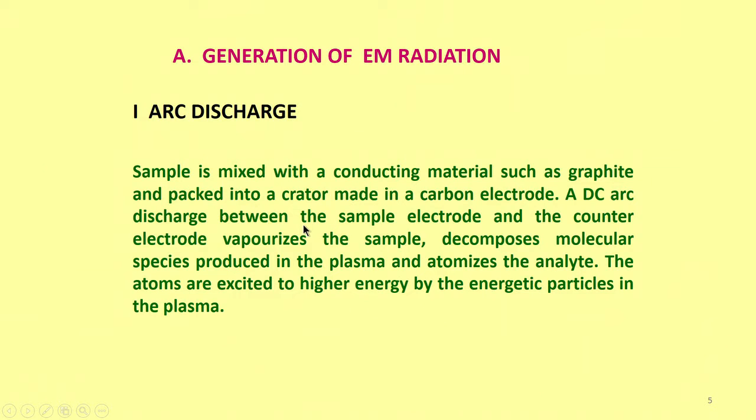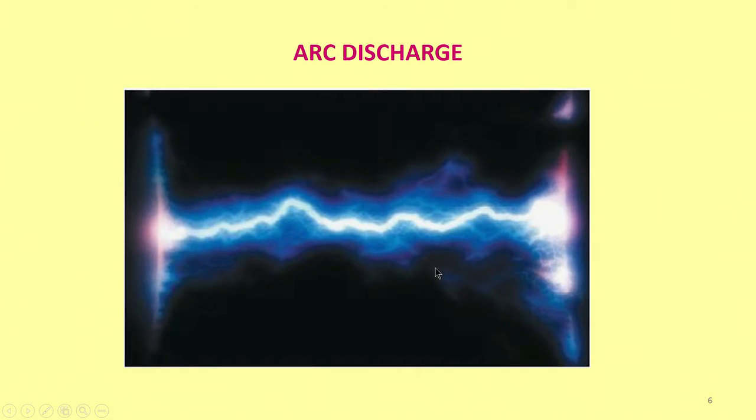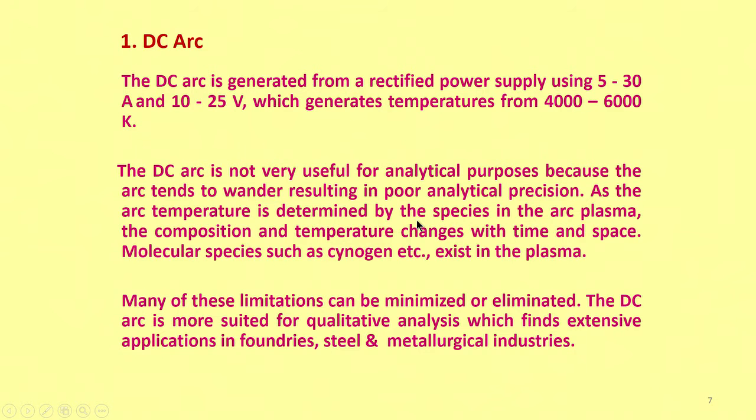This is a very typical example of an arc; you must have seen it in lightning etc. And then we have been discussing the DC arc. The DC arc is generated from a rectified power supply using 5 to 30 amperes and 10 to 25 volts, which generates a temperature of 4 to 6000 Kelvin. The DC arc is not very useful for analytical purposes because the arc tends to wander, resulting in poor analytical sensitivity.